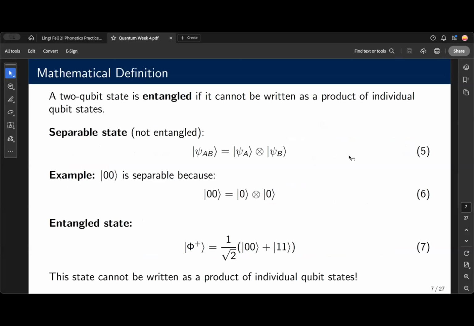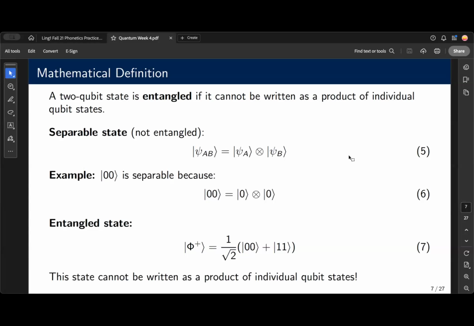All right. Moving away from the abstract definitions, this is the mathematical definition of entanglement, and a two qubit state being entangled, which is easier to understand in my opinion. A two qubit state is entangled if it cannot be written as a product of individual qubit states. When we can write a state as a product of individual states, we say that it's separable, that is, not entangled.